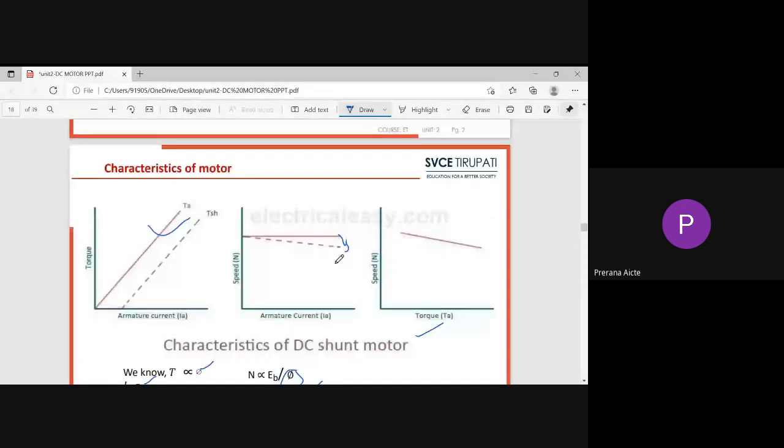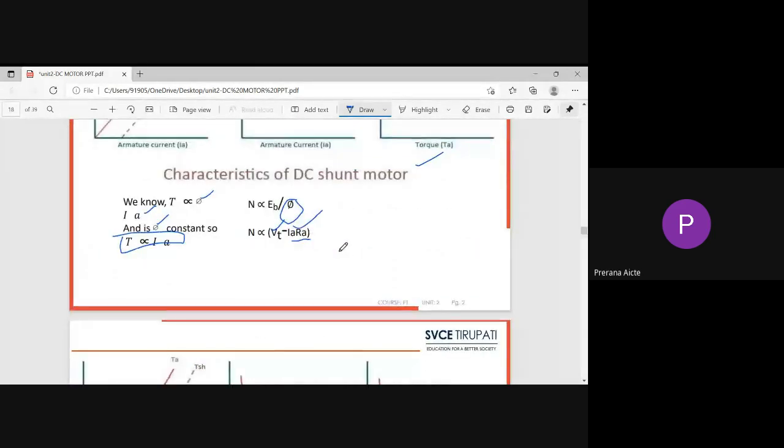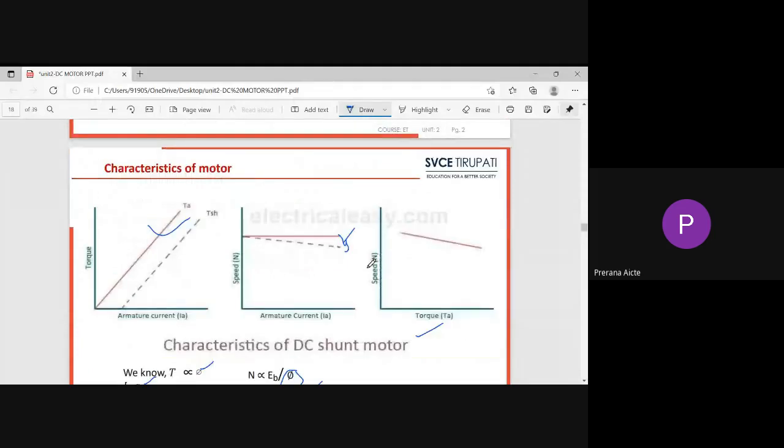So we draw the speed versus armature current characteristics. When we neglect this small drop, we can say that the speed characteristic of the shunt motor is constant speed. When load current increases, the speed of the motor decreases by a small value, that is Ia Ra. Why is it small? Because the armature resistance of the DC shunt motor is small, so the product of armature resistance and load current is very small. That's why we say the shunt motor has constant speed characteristics.